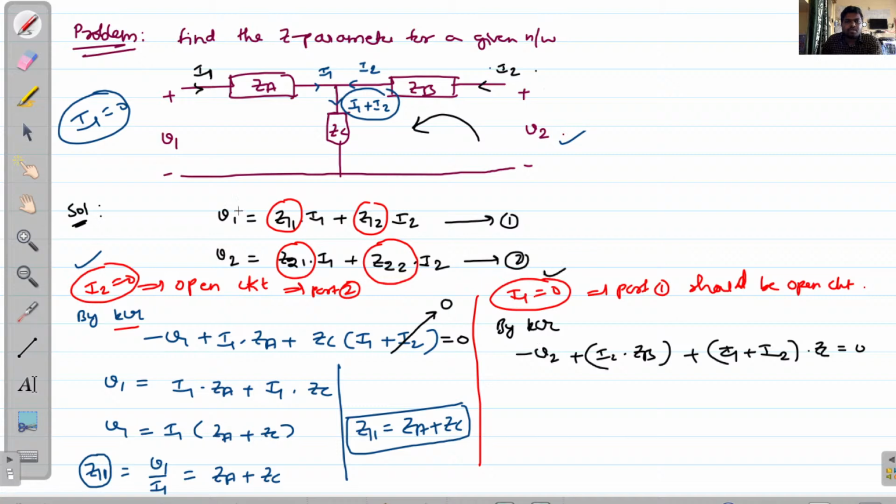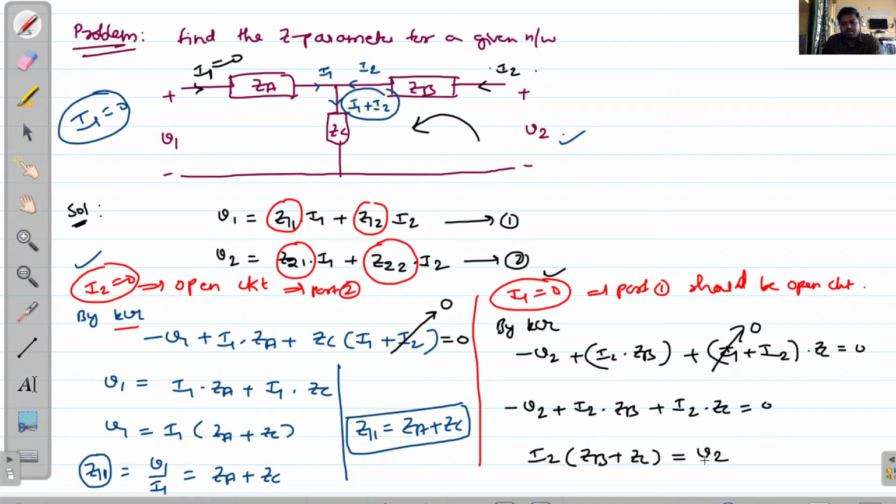But according to our assumption, this port is open circuited, so I1 equals 0, right? Then you will get minus V2 plus I2 into ZB plus I2 into ZC equals 0. Now I2 into (ZB plus ZC) equals V2, so V2 by I2 equals ZB plus ZC. But V2 by I2 equals what? Z22, right? Z22 equals ZB plus ZC.